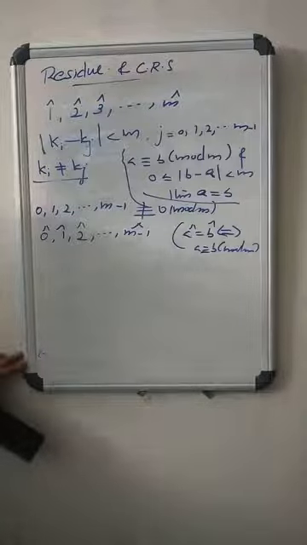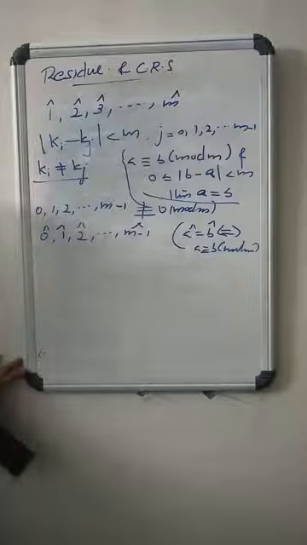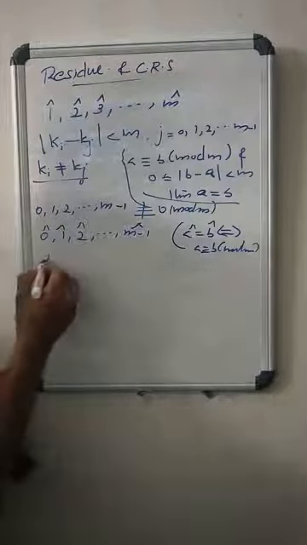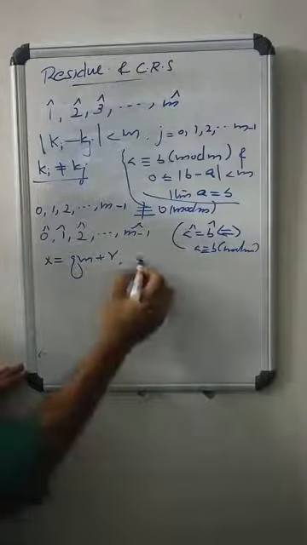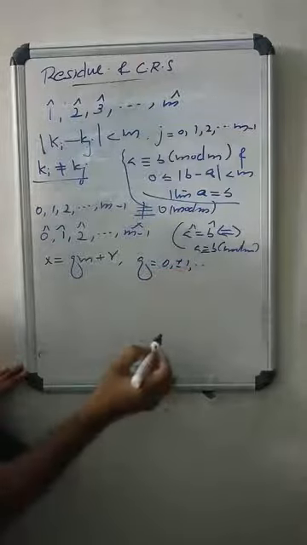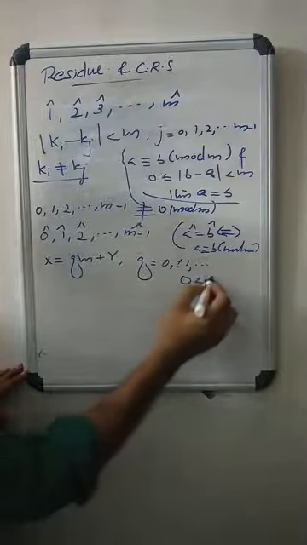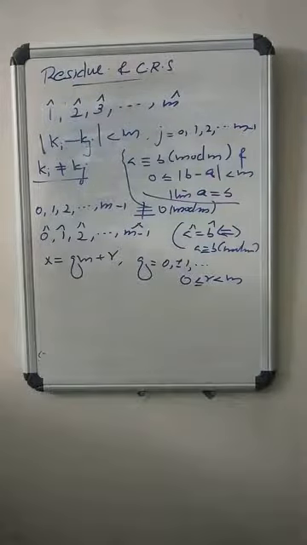Agree? But every integer x must belong to one of these congruence classes, that is x equals qm plus r, where q equals 0, plus or minus 1, etc., and 0 is less than or equal to r, strictly less than m. We have x equals qm plus r, where q equals 0, plus or minus 1, etc., where 0 is less than or equal to r, strictly less than m.